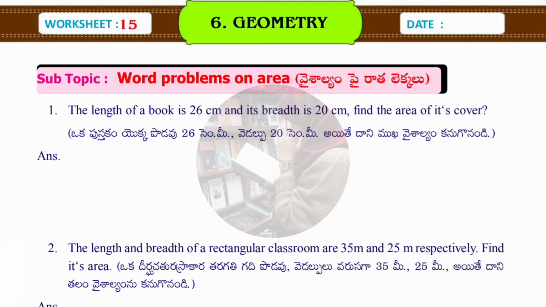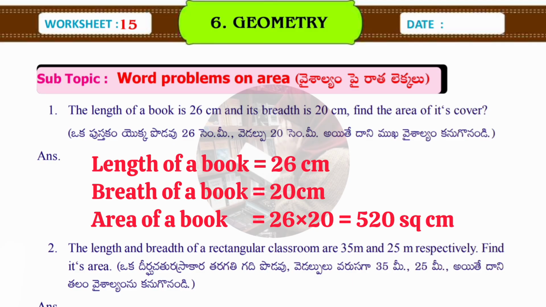Here the subtopic is word problems on area. So let's see the first question. The length of a book is 26 centimeters and its breadth is 20 centimeters. Find the area of its cover. So here we need to find the area of the given rectangle. Actually this question is of a rectangle. So write down, length of a book is 26 centimeters, breadth of a book is 20 centimeters, area of a book is length into breadth, that is 26 into 20. If you multiply 26 into 20, we'll get the answer as 520 square centimeters.